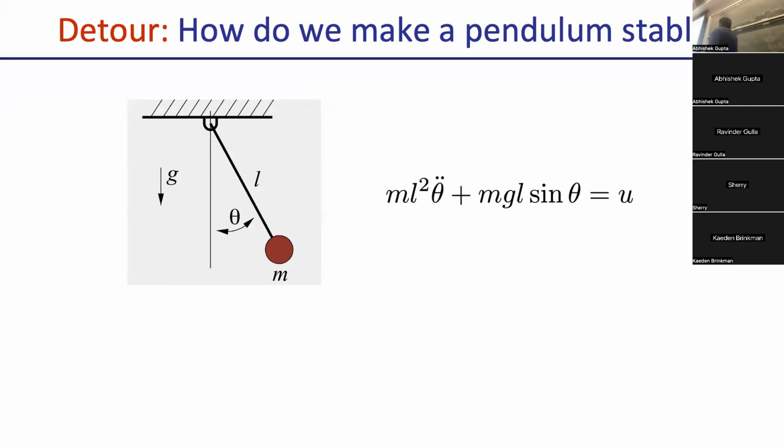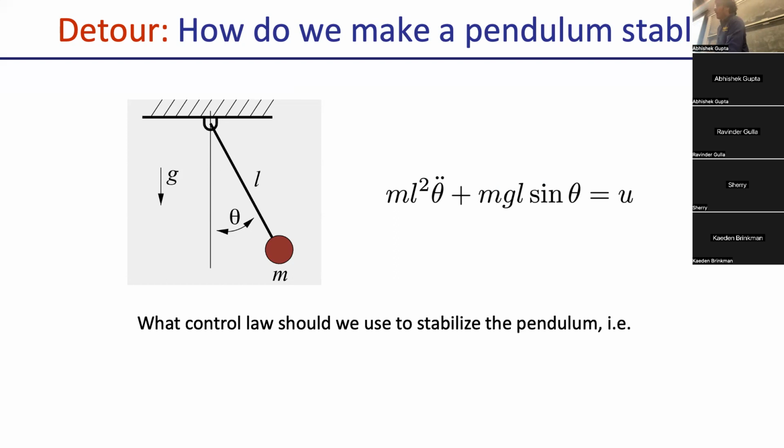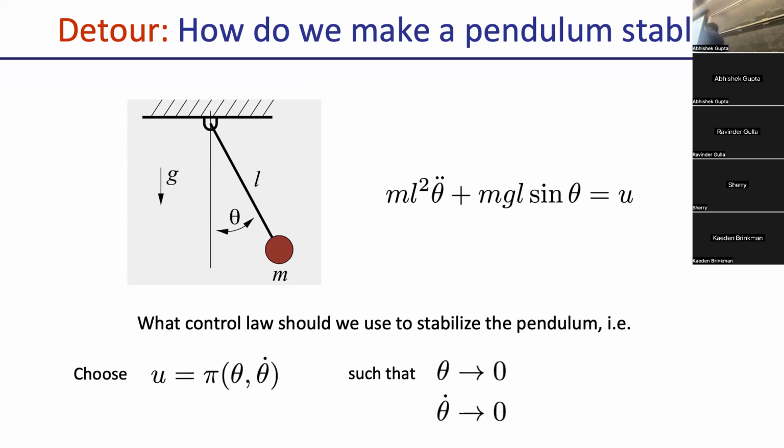And so the equations of motion are going to look something like this. It's basically the same as we derived last time. And so it's going to say ml squared times the angular acceleration plus mgl sine theta is equal to the action. Right? And the question we're going to ask in Lyapunov stability is, how do we choose u? How do we choose our controller such that at convergence theta goes to zero and theta dot goes to zero?